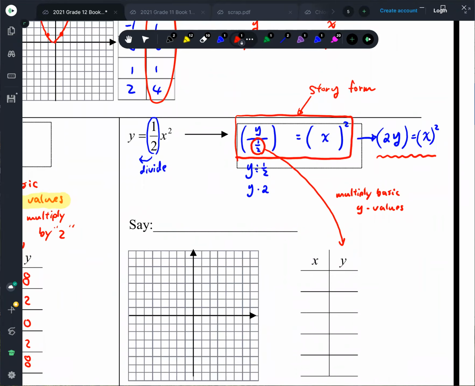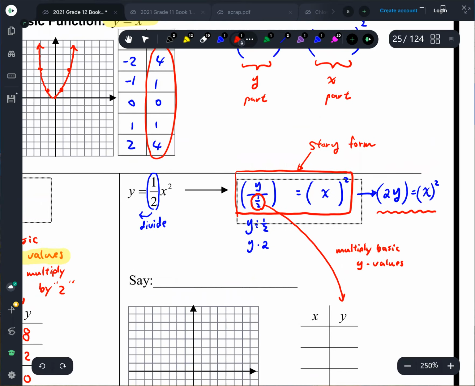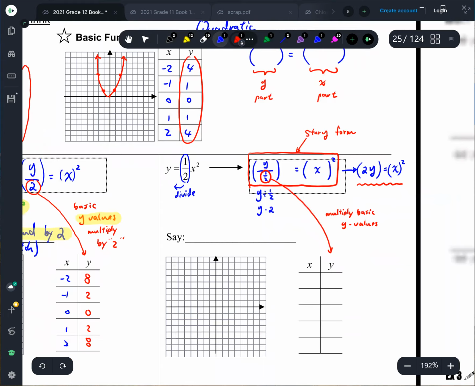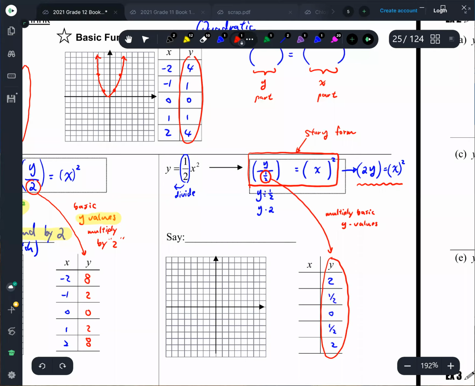And when you take a number times it by half, will it get bigger or smaller? Evan? It'll get smaller. Yes, okay. So can you tell us what are the new y values now? 2, 1/2, 0, 1/2, and 2. Okay, so you take the original basic y values and multiply by the number underneath the y. That's how you get a table, right?